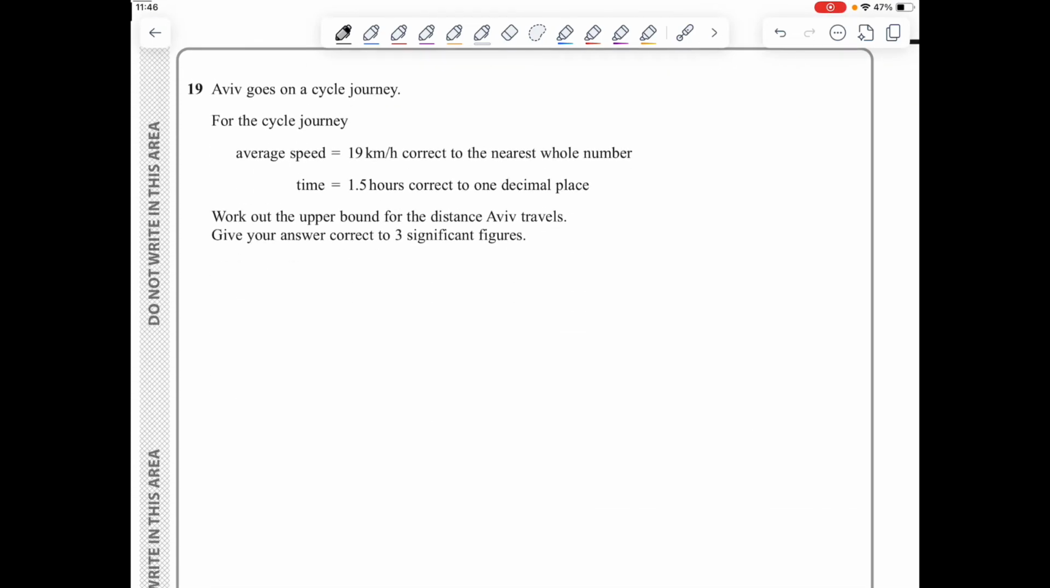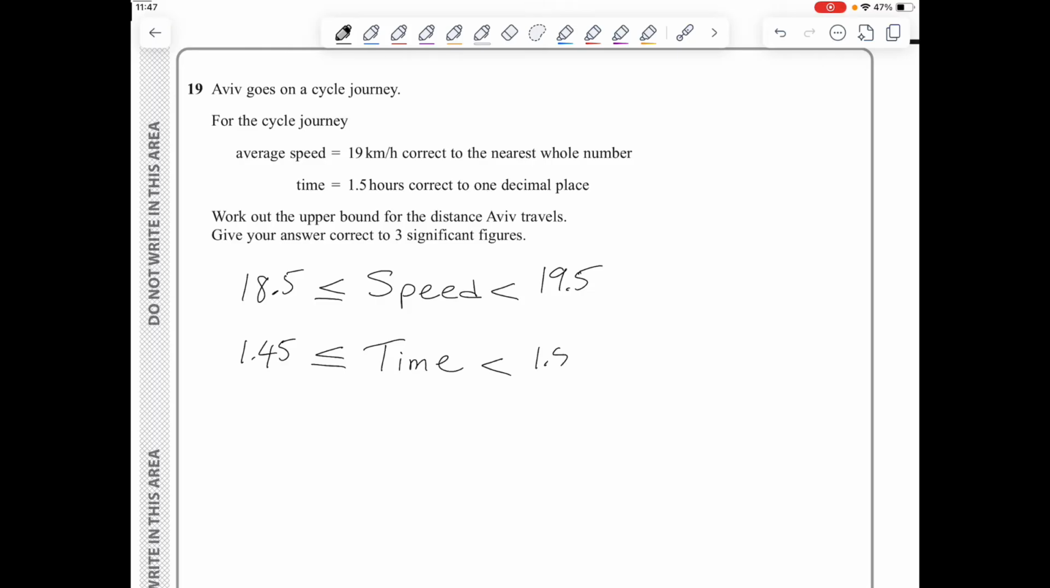For question 19, I'll start with finding the lower and upper bounds for speed and time. Speed is equal to 19, correct to the nearest whole number, so the lower bound is 18.5 and the upper bound is 19.5. Time is 1.5 hours to 1 decimal place, so 1.45 is the lower bound, 1.55 is the upper bound.